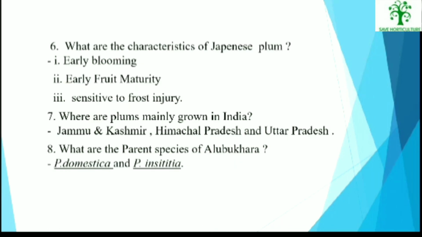What are the characteristics of Japanese plum? Early blooming, early fruit maturity, and sensitive to frost injury. Where are plums mainly grown in India? Jammu and Kashmir, Himachal Pradesh, and Uttar Pradesh. What are the parent species of Alu Bukhara? The parent species of Alu Bukhara are Prunus domestica and Prunus insititia.